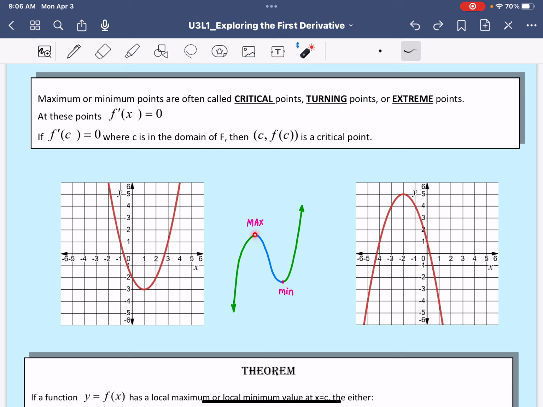At the maximum, the behavior of a function will change from increasing to decreasing, so from positive to negative. And at the minimum, the behavior of the function will change from decreasing to increasing, so from negative to positive. Because the behavior of the function is changing to opposite, we call the max and min the critical points, so the points where the behavior will change from positive to negative or from negative to positive.